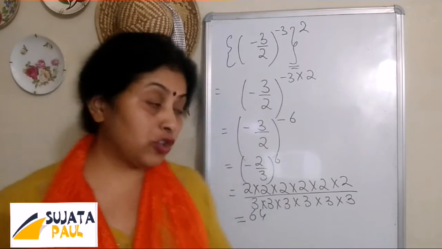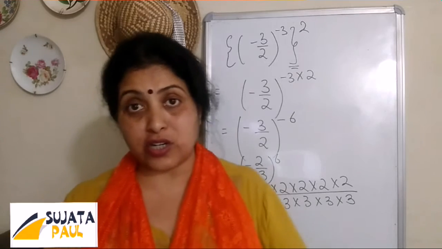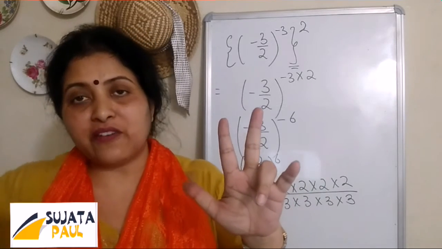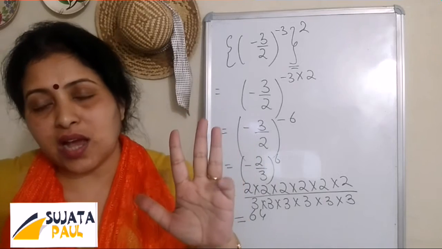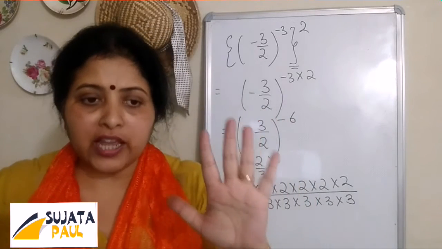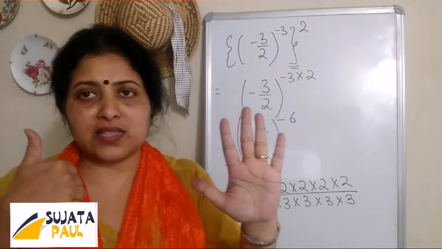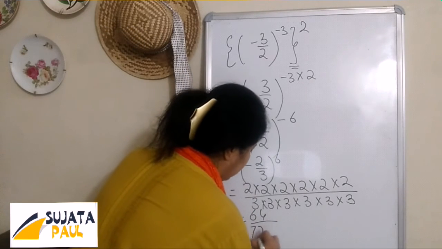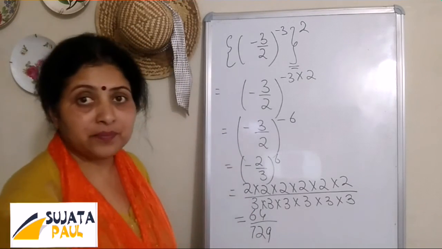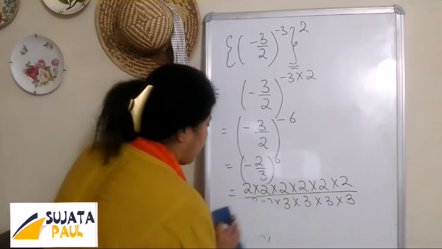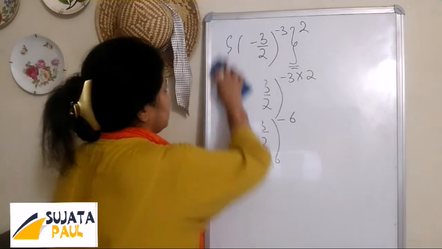Alright, and 3 I am multiplying 6 times, 3 into 3. So 3 3s are 9, 9 3s are 27, 27 3s are 81, 81 3s are 243, 243 3s are 729. Alright? Clear? Alright, so I'm taking up one more problem.